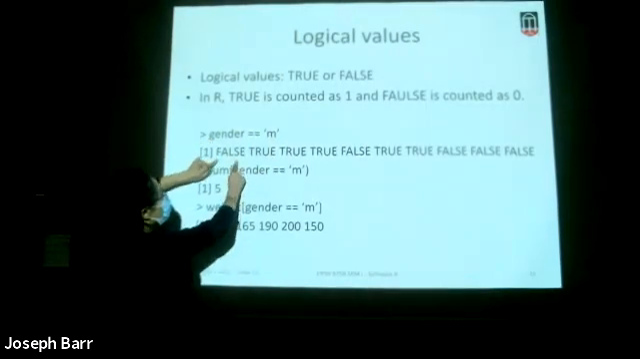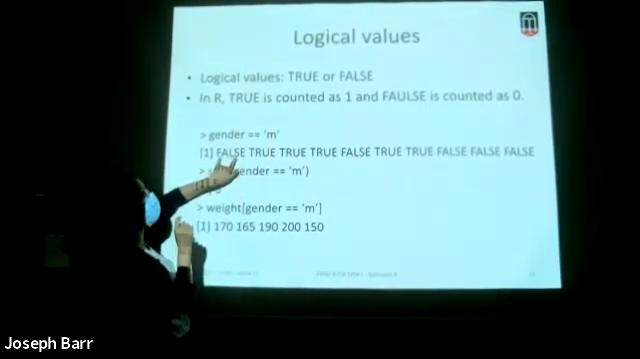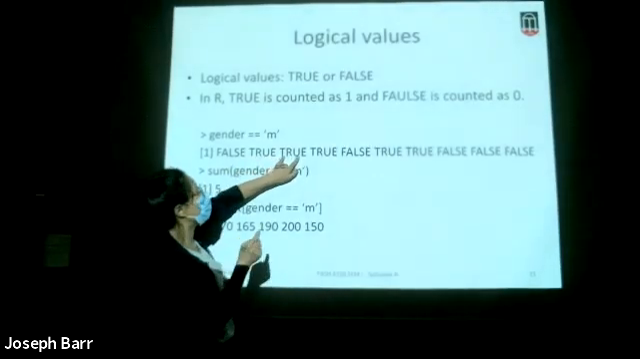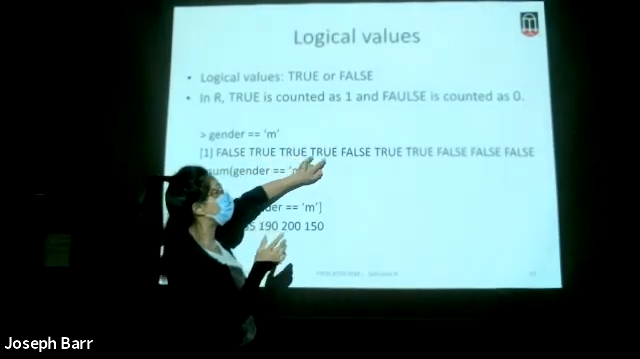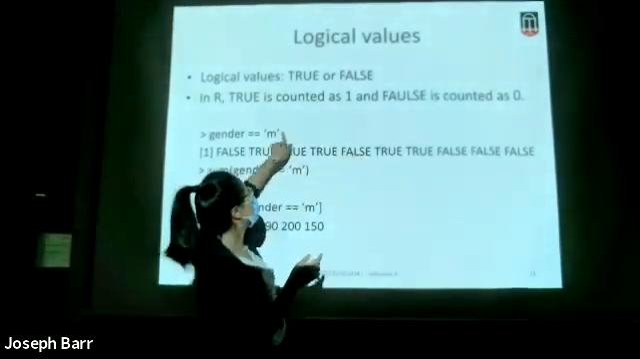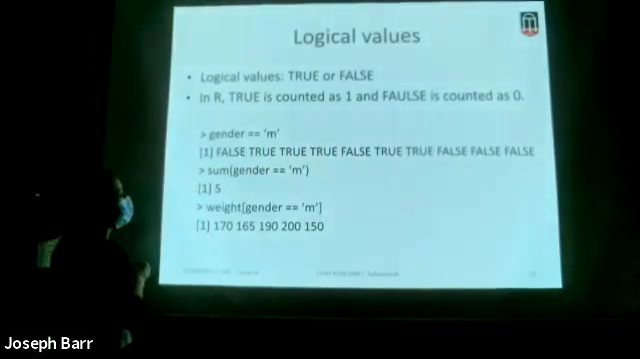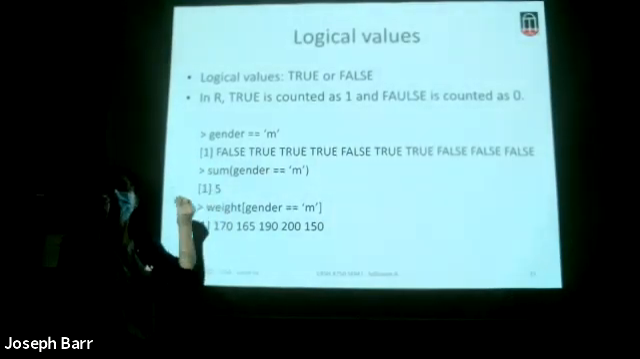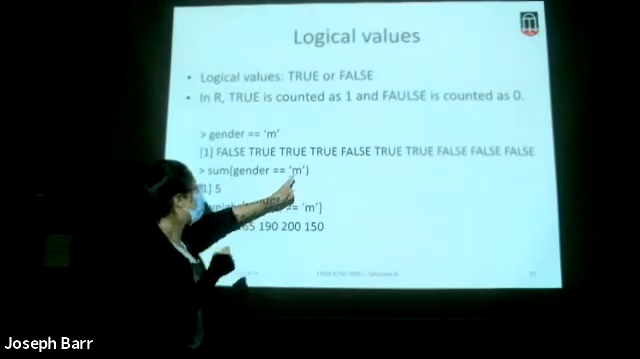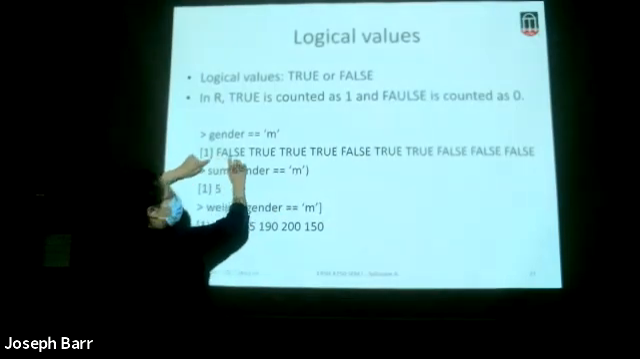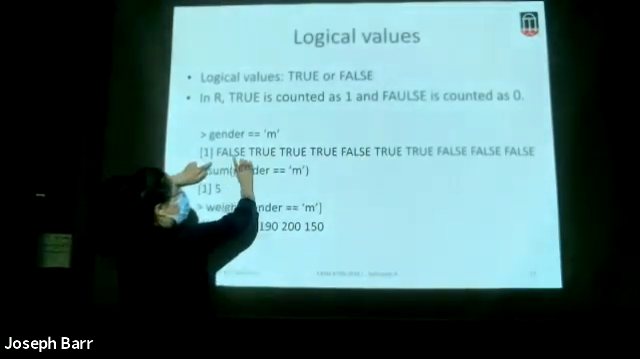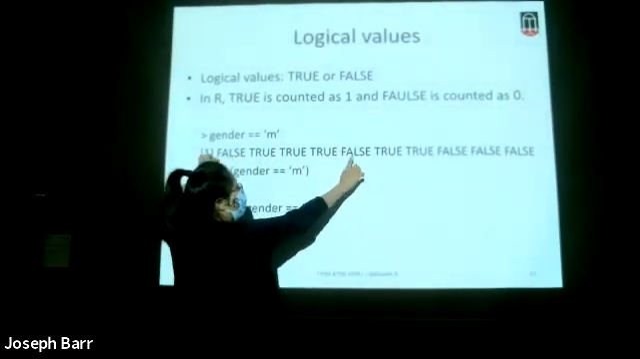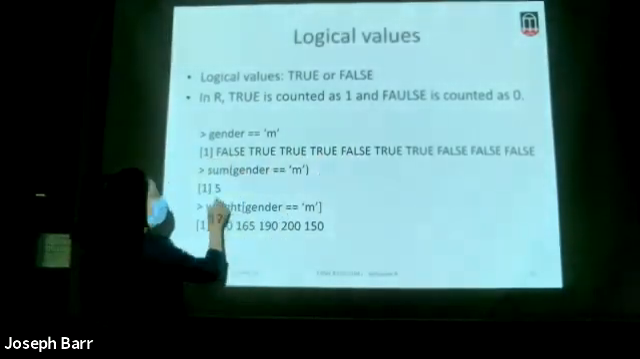For example, the first one is female, so it returns false. The second one is male, so it's true. The third one is male, so it's true. And this is a female, so that's why it returns false. You can also count how many are male. So the true is 1 and the false is 0. So the number of males actually can be counted here.